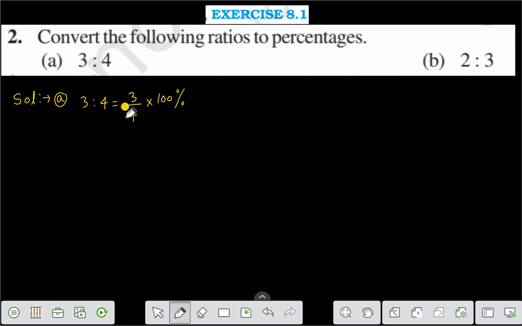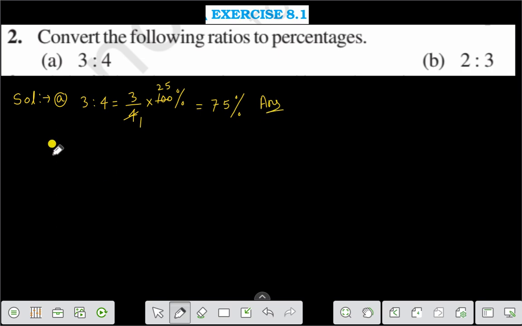Therefore, if we divide 100 by 4, we get 25. So 3 into 25 is equal to 75%. That is the answer to question number A.